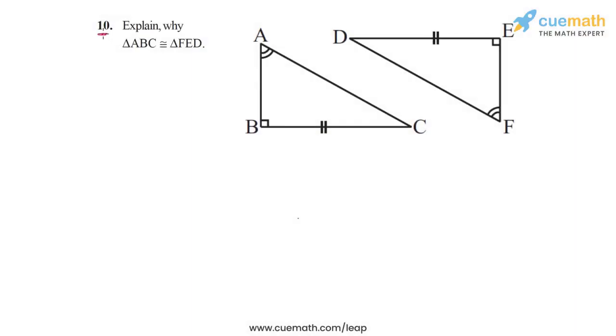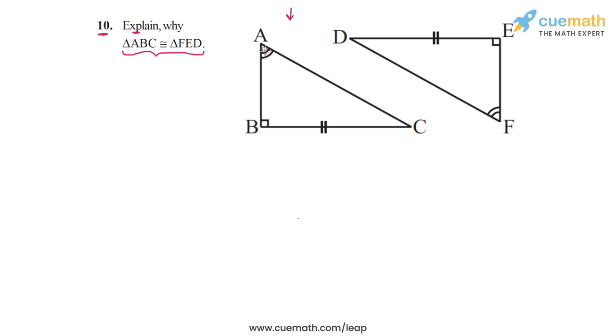In question 10 of this exercise, we have these two triangles that you see in this figure, in which some parts have been indicated as equal. We have to explain why triangle ABC is congruent to triangle FED. Okay, so let's see which parts have been indicated as equal.